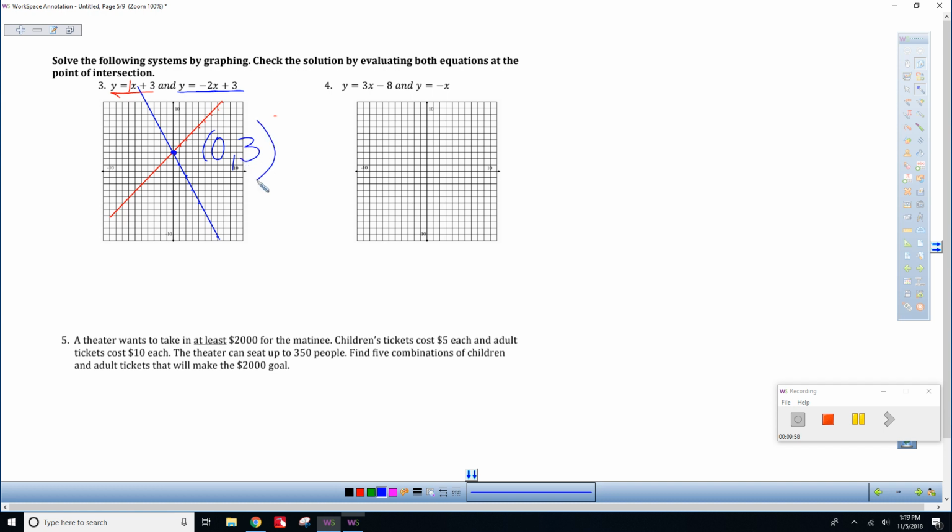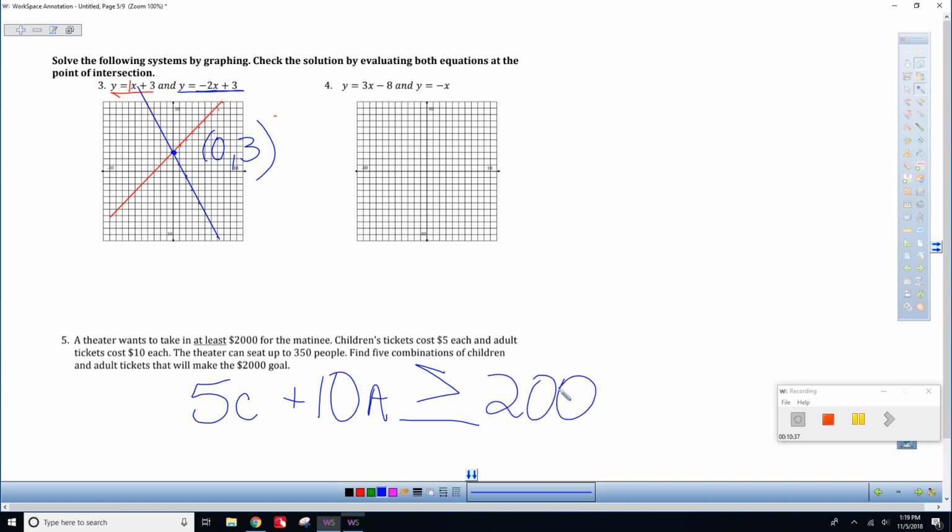We'll do one more, okay? The theater wants to take in, let's see. So this one you just want to use your graphing calculator. Let's come up with two equations. Oh, no, okay, this is a different one, number 5. So $5 per children's ticket plus $10 per adult ticket has to be at least, so greater than or equal to, $2,000. The theater can only seat 350 people.